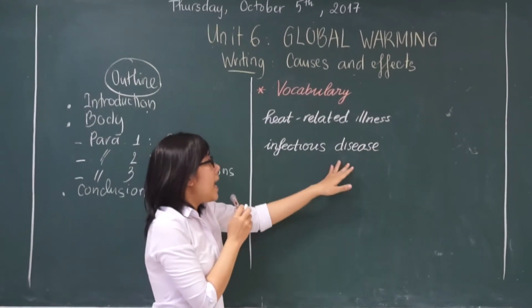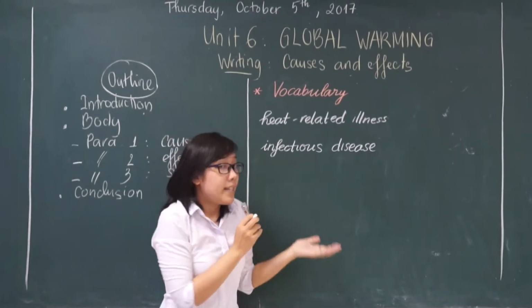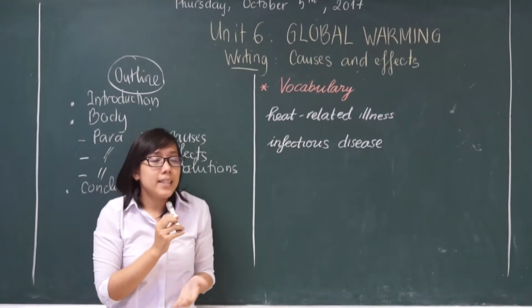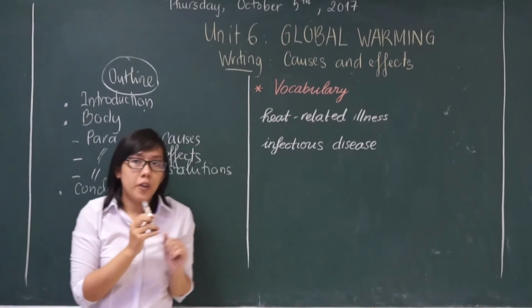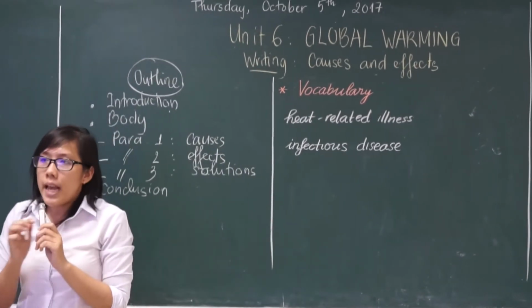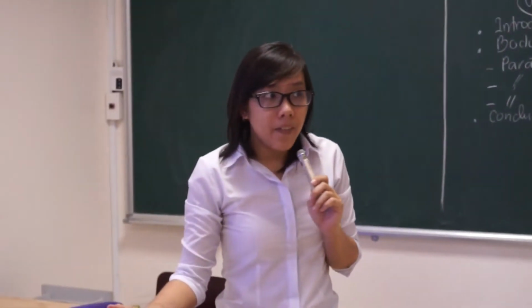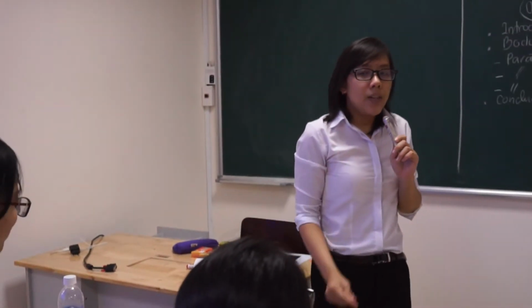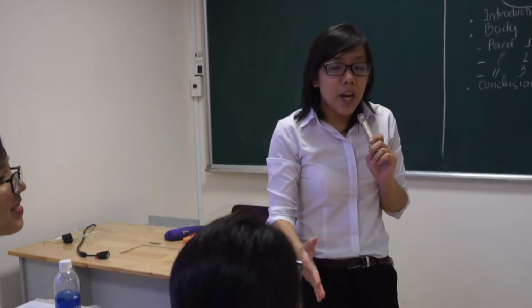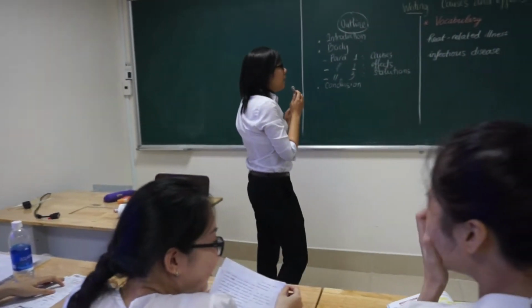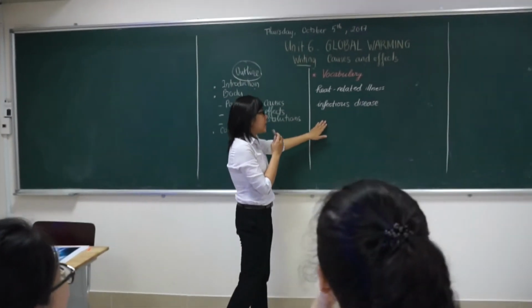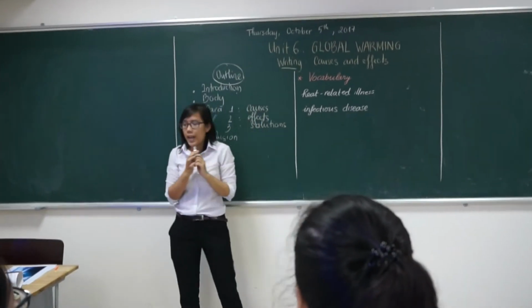Infectious disease is a disease which can be passed easily to other people through the air. For example, Nguyên is having a flu. She coughs, sneezes every day, so it is likely that we will get flu someday. So we may say flu is an infectious disease. Okay, class?